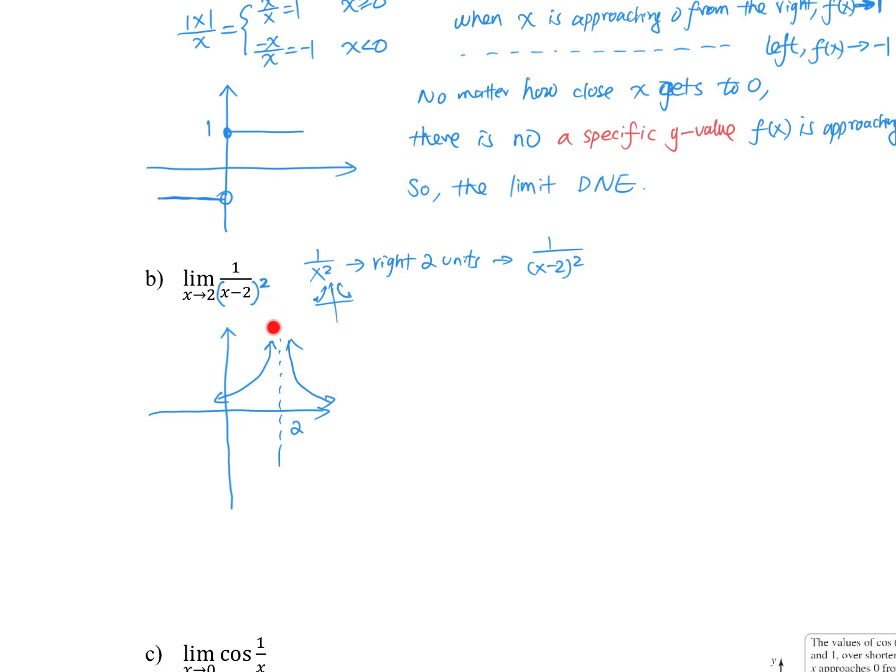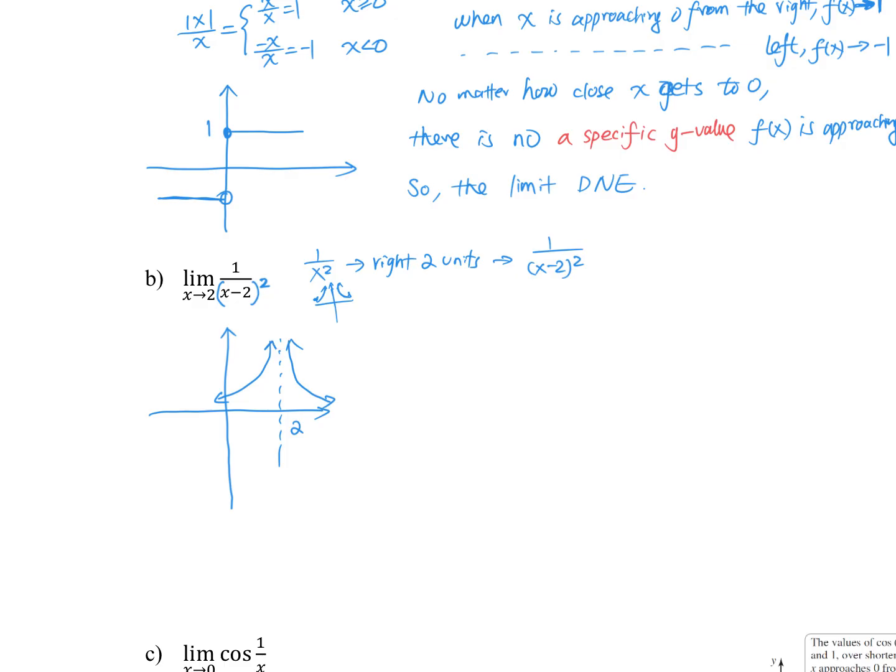the y value is also approaching infinity, right? So now ask yourself, is there a specific number, a specific y value that this function is approaching when x is approaching 2 from either side? If you say yes, infinity. However, infinity is not a specific number. There's no such number called infinity. Infinity just represents that the y value is getting infinitely large, right? So for that reason, the limit doesn't exist.